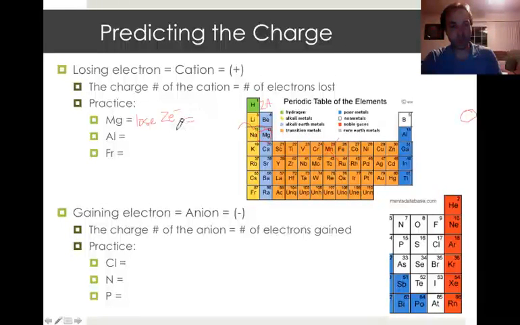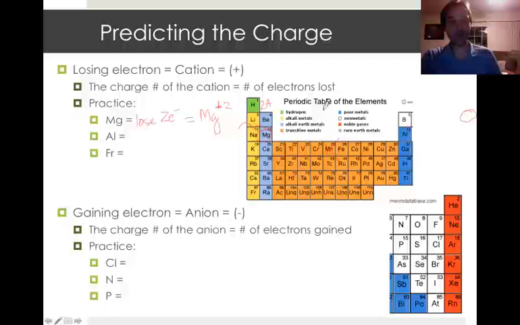And in doing so, it will become magnesium. It'll get a positive charge. And that number next to the positive is equal to the number of electrons lost. Well, we said it loses 2, so it'll be magnesium positive 2. What I'd like you to do now is figure out the charges of aluminum and francium. So pause the video and try it on your own.